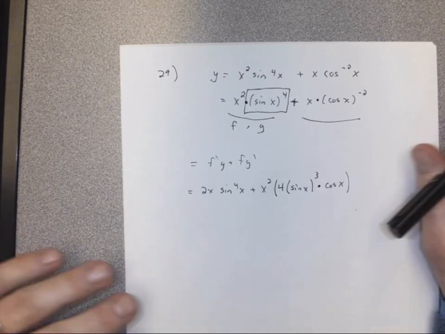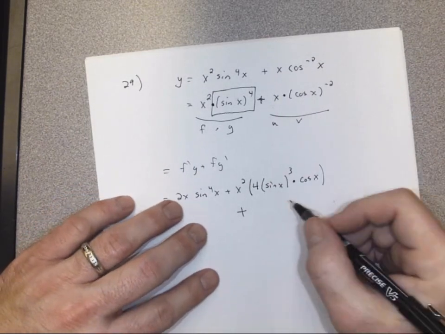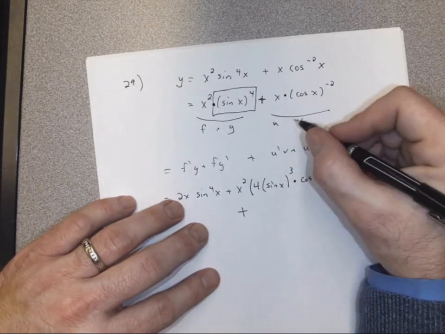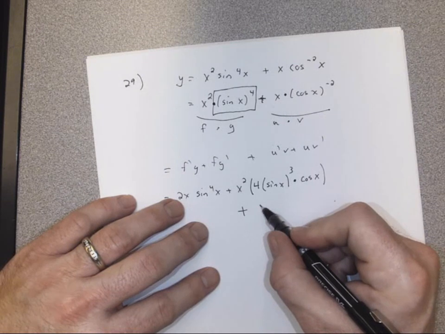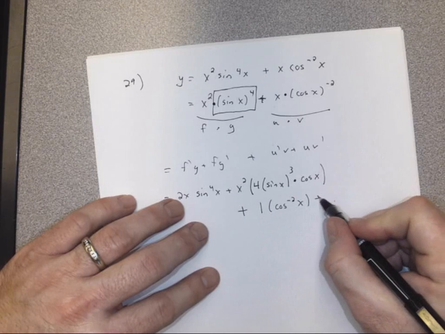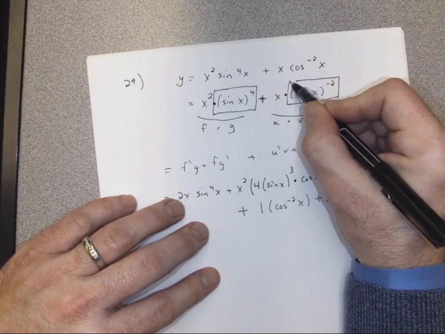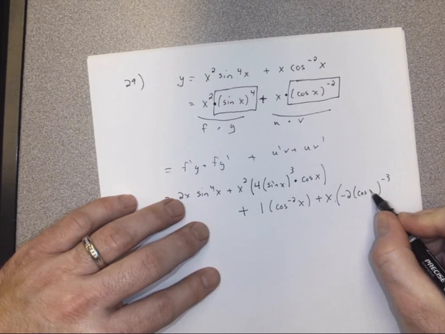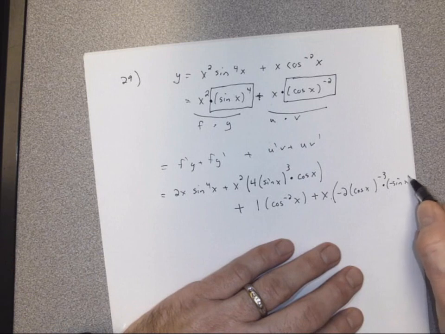Fixed. All right. Plus, I'll write a plus. I'm going to do the other one over here, okay? So this is going to be u, this is going to be v. So I have plus u prime v plus u v prime. I've already used f and g, so I'll use u and v. So the derivative of the first, derivative of x is 1 times the second, which is the cosine to the minus 2 of x, plus the first times the derivative of the second. The derivative of this thing, what's the outer function? Negative 2. So minus 2 something to the minus 3. Leave the inside alone. And what's the derivative of the cosine? Minus sine of x.